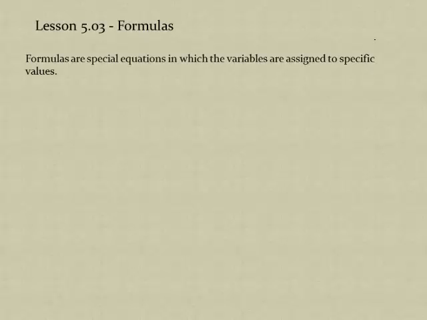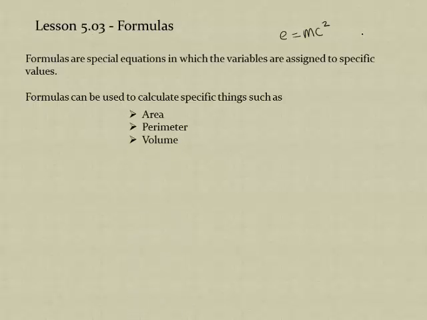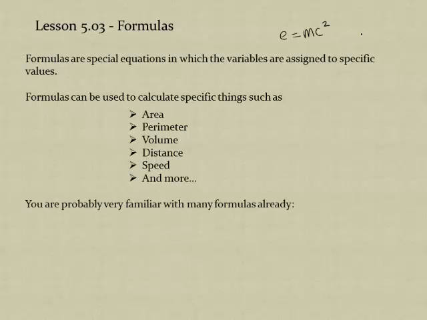Lesson 5.3, Formulas. Formulas are special equations in which the variables are assigned to specific values. Probably one of the most famous formulas that you've seen is E equals mc squared. E is energy, m is mass, and c is the speed of light. These variables have been assigned very specific values. Formulas can be used to calculate specific things such as area, perimeter, volume, distance, speed, and much more.